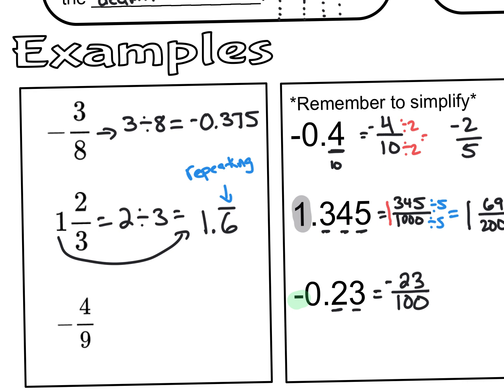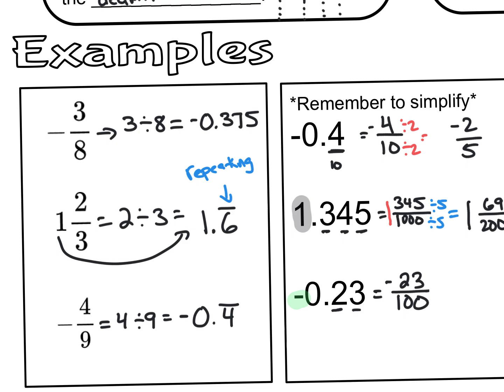So why don't you pause the video and try this next one on your own. So here we're just going to take 4 divided by 9. It's a negative, so we're going to make sure we bring that over, and this ends up being 0.4 repeating.